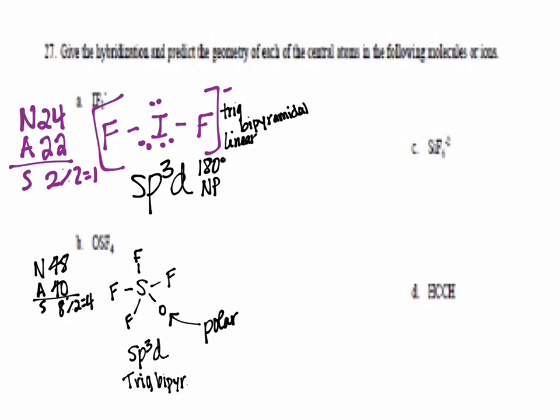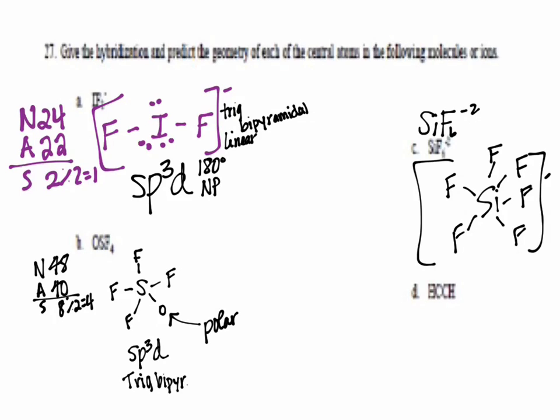Okay, SiF6 with a -2 charge. SiF6 minus 2. So Si is in the middle. I'm going to draw my 6 F's around it, with a -2 charge. I need 48 electrons, and right now there's 48.